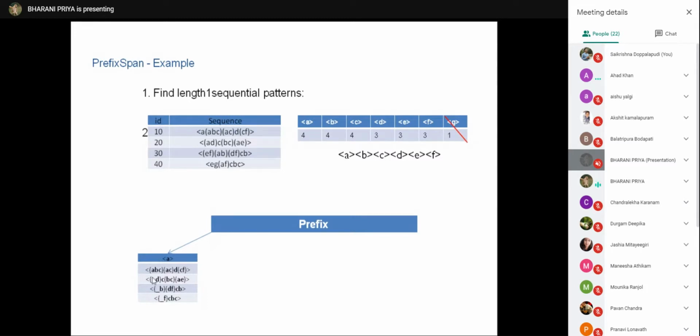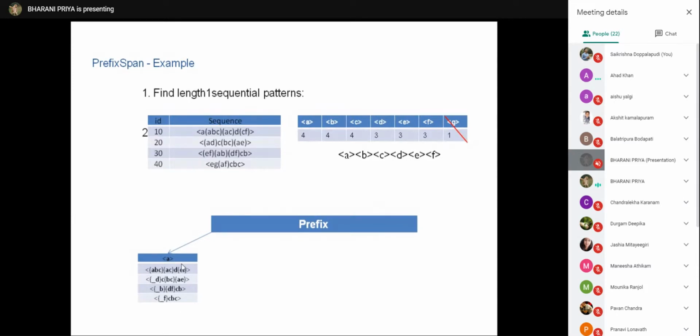You can consider it as gamma value, but when you consider gamma value, you need to consider this sequence. For example, if I take A as a prefix, D, C, B, C, A, E will become gamma. But E, F, A, I am not considering as prefix here. I am considering only A as prefix. E, F is ignored. And the remaining part B, D, F, C, B will be my frequent items here. Or I will consider these items.